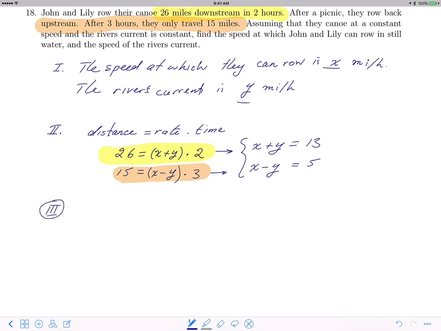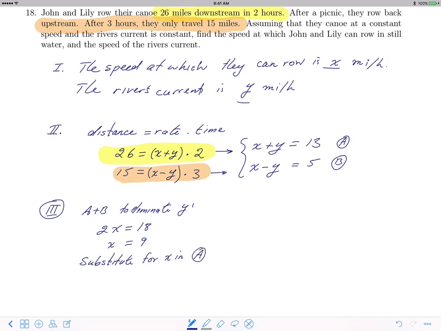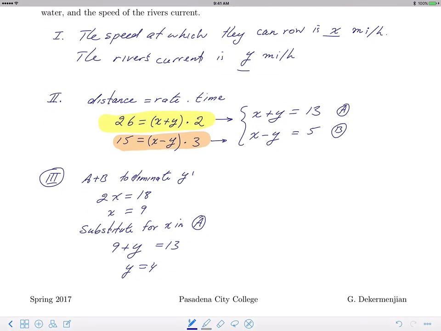Okay, so in part 3, here I'll label this as a and this as b. So what I'll do is I'll do a plus b to eliminate y. So that would be 2x equals 18. So x is equal to 9. And then I'll substitute for x in the first equation, a, to get 9 plus y is equal to 13, or y is equal to 4. And that solves the system of equations. Maybe we can put this up here.